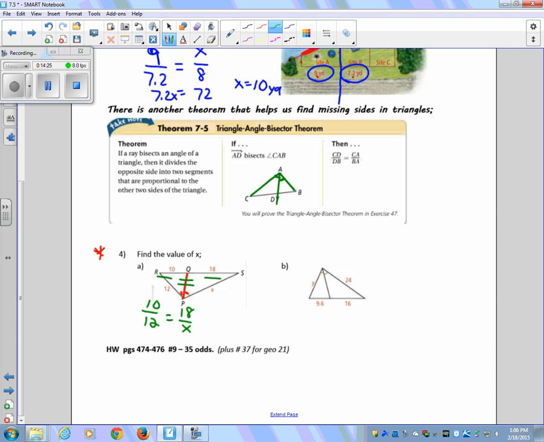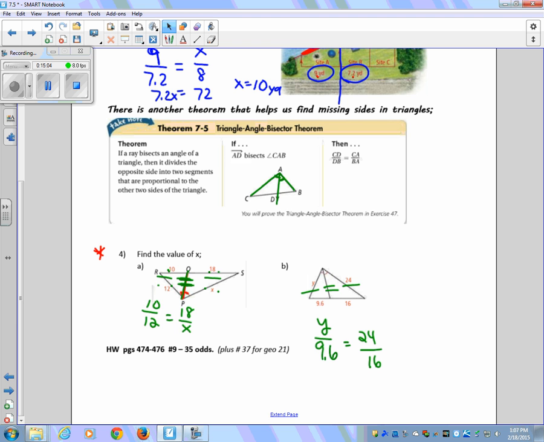Because the theorem says that this angle bisector divides the opposite side, so 10 and 18 are proportional to 12 and x, the other two sides of the triangle. But I like this trick. Put an equal sign across that angle bisector, and that gives you your proportion. So here, same thing. Put an equal sign across that angle bisector. Y is to 9.6 as 24 is to 16. And then you would solve from there.